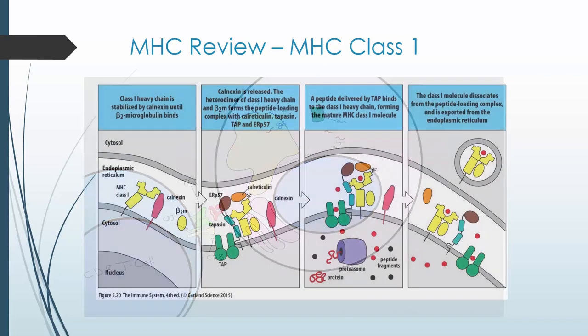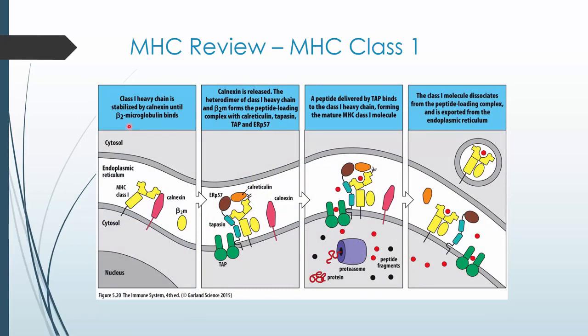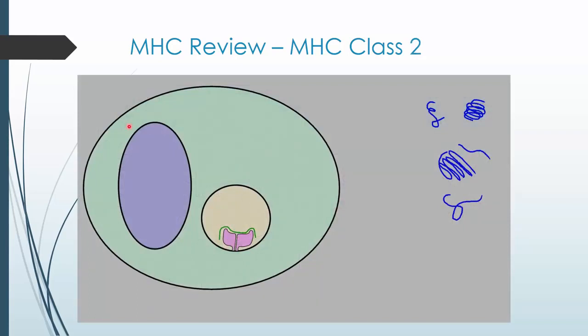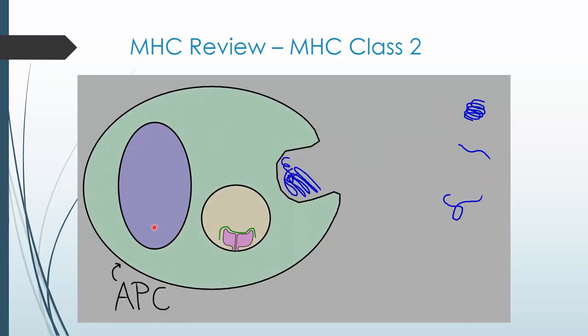I've included a pictorial diagram on here for you to look at later if you so choose, but now we're going to move to MHC class 2. MHC class 2, as I mentioned, is part of that extracellular pathway. So you have peptides here in blue that are in the extracellular space, and you have antigen-presenting cells. Antigen-presenting cells go through, and they're going to endocytose material from the environment.